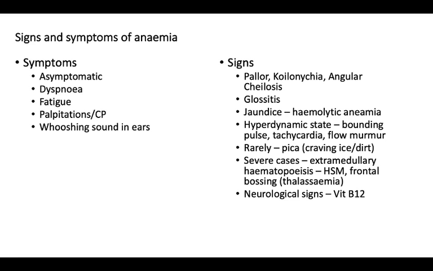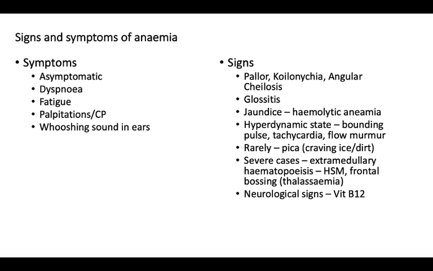In terms of signs, if you have iron deficiency anemia, you might get conjunctival pallor, you can get koilonychia, which are spoon-shaped nails, and angular cheilosis. If they have a B12 related anemia, they can get something called glossitis, which is when the tongue gets affected. I have some pictures coming up later on.